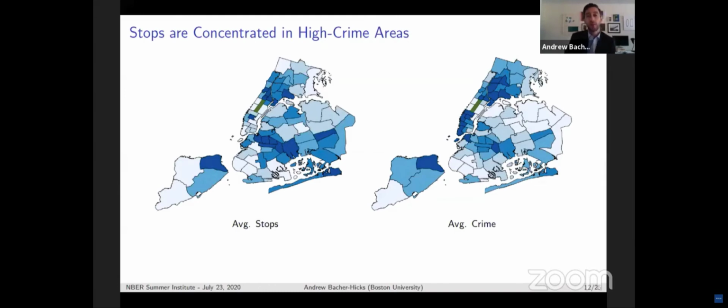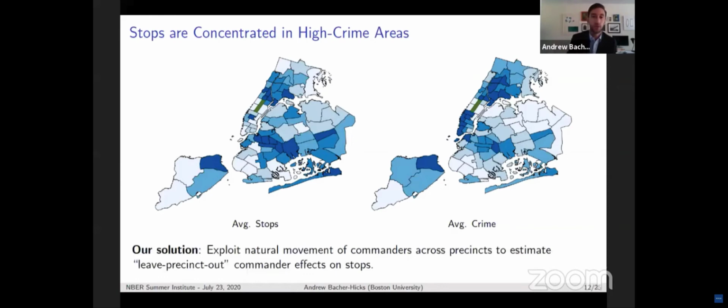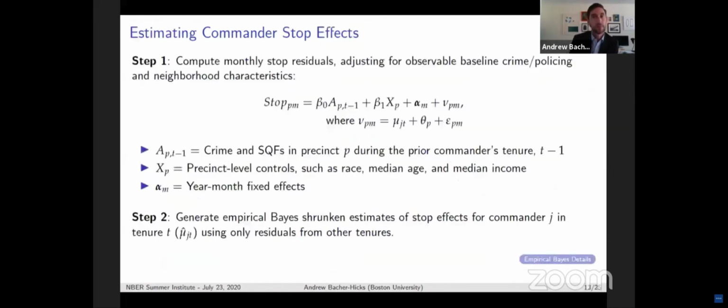So there's a lot of correlation, not only between stops and crime, but a whole bunch of other characteristics that you could imagine. So of course, we don't want to just look at the correlation between these two things. And what we'll end up doing, as I motivated before, is looking at this variation driven by the movement of commanders across precincts, where we only estimate a commander effect based on their tenure during a different time period and in a different precinct. So I'm calling this a leave precinct out commander effect.